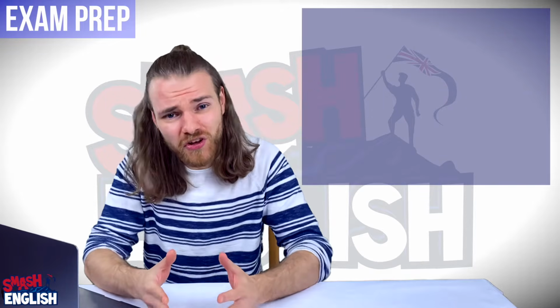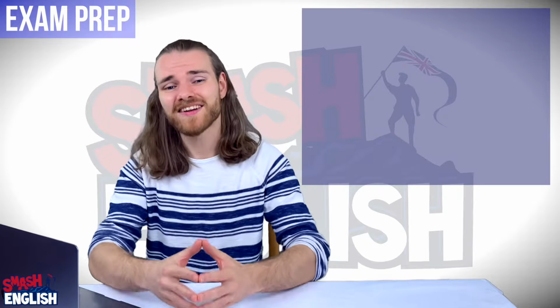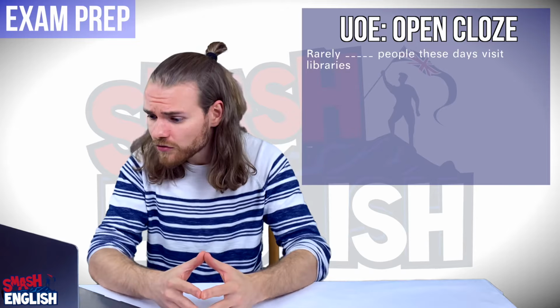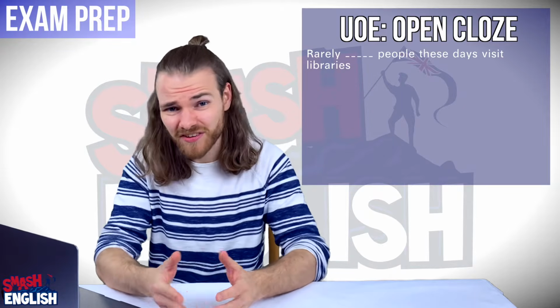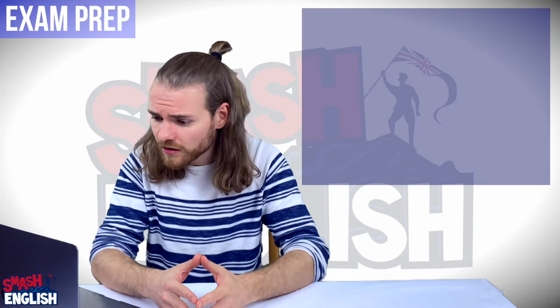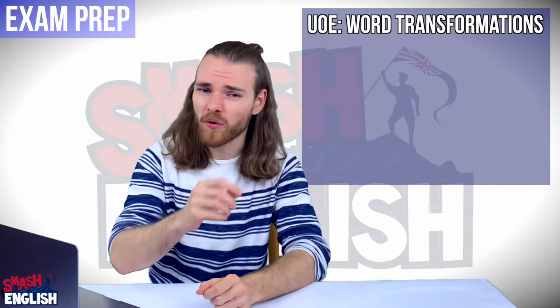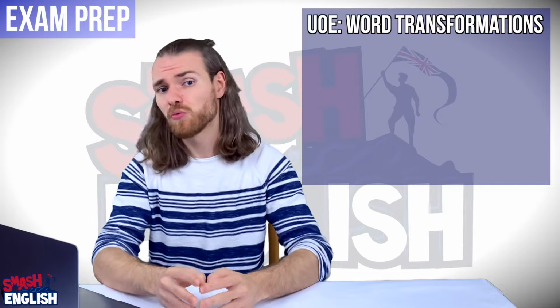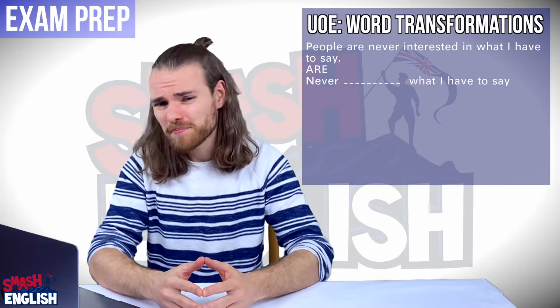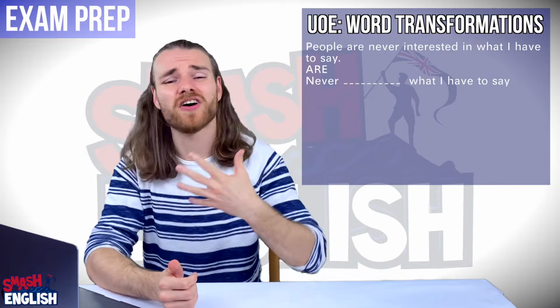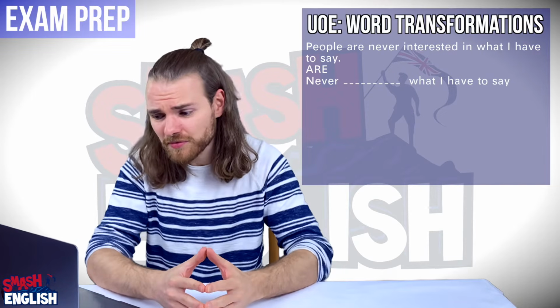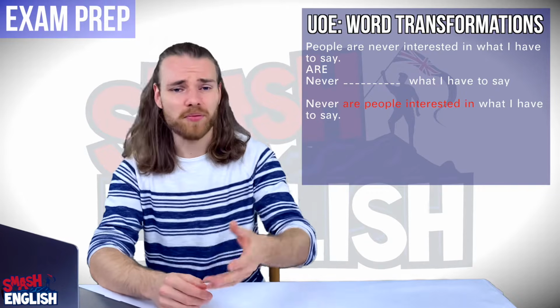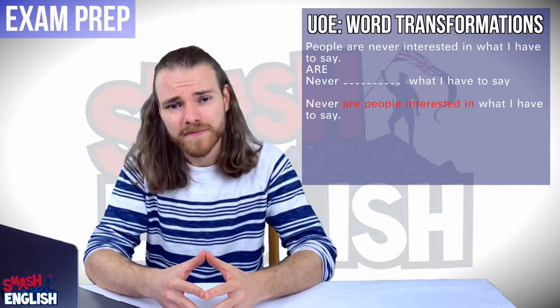This structure could also appear in part 2 of the Use of English exam, the open-cloze section. An example question could be, rarely, people these days visit libraries. The answer here is do, of course. You could also find this in part 4, the word transformation part of the Use of English paper. An example could be, people are never interested in what I have to say. Here, the answer would be, never are people interested in what I have to say.